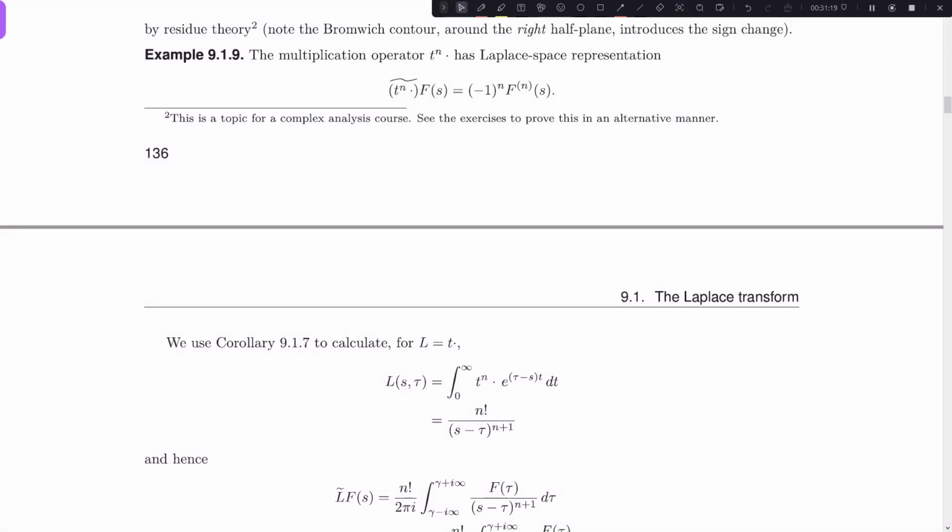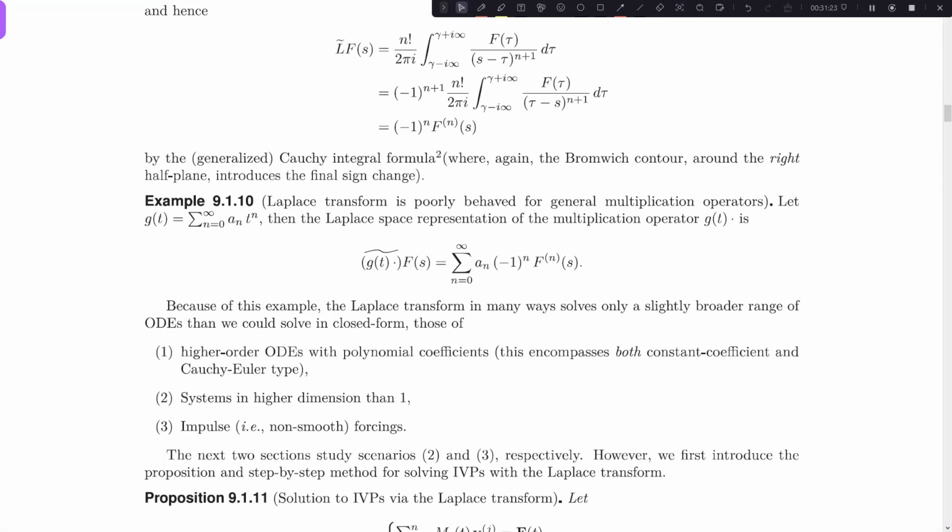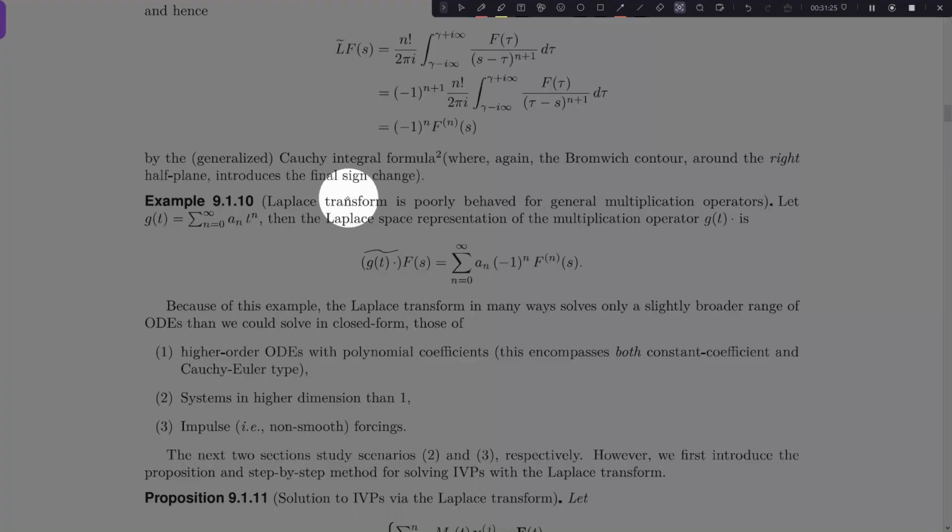Now because of this, I'm going to bring up a remark, or I guess I call it an example. The remark is that the Laplace transform is pretty poorly behaved for general multiplication operators. If I grab some general multiplication operator g, then in the transform space, if it's analytic at 0, it looks like an infinite sum of derivatives. That's pretty bad, and not something that I want to consider.